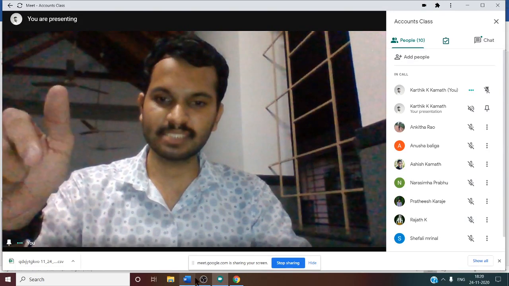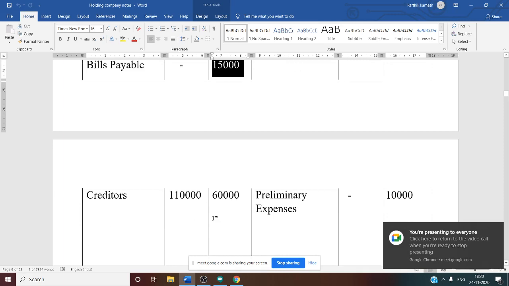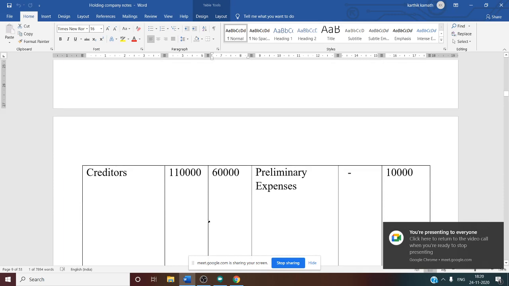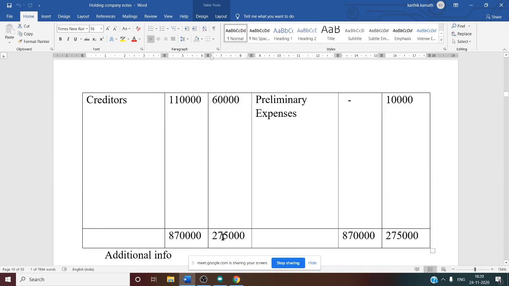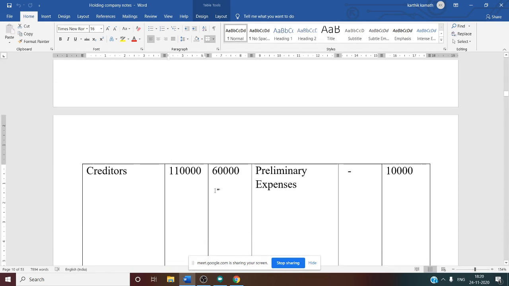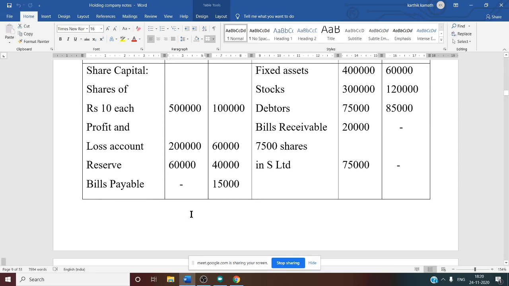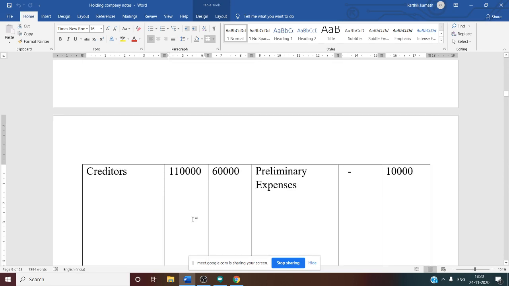Now after bills payable, there are creditors. On both sides there are creditors, given as 1,10,000 and 60,000. The total of the balance sheet is given in the problem as 8,70,000 and 2,75,000 for the holding company and subsidiary company respectively. So after knowing all the items in the balance sheet, we have to move to the adjustments.